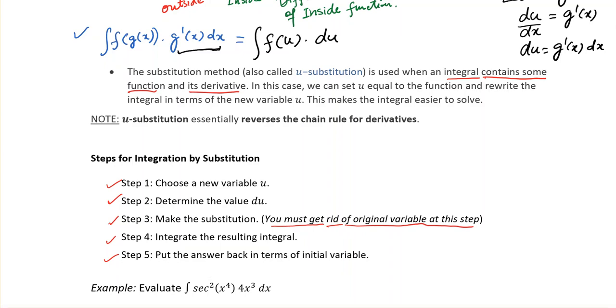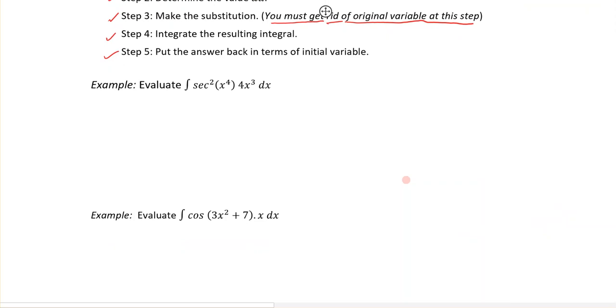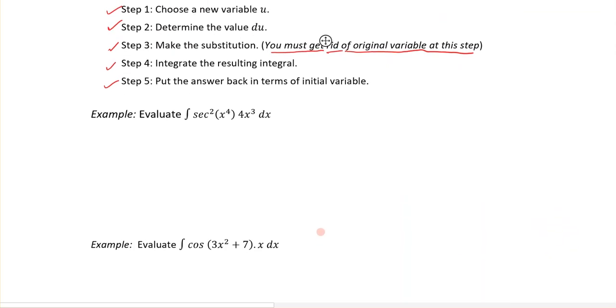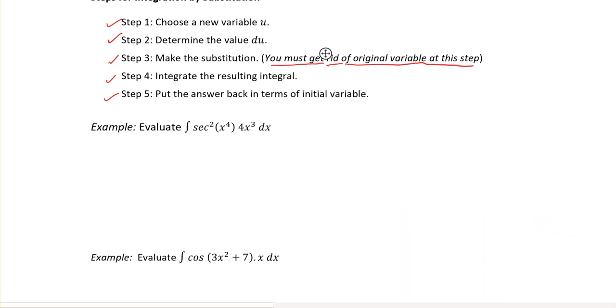Let's do some next few examples, and we're going to use all these steps that we discussed here. For example, if we start with this one here, secant square x to the 4 times 4x cubed dx. So we have to find the derivative of this expression.